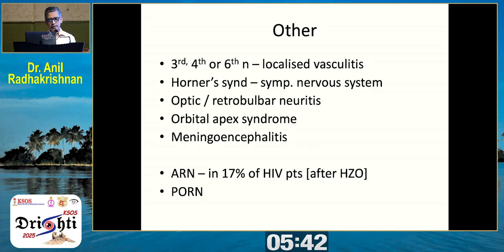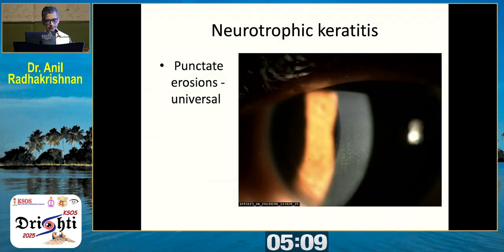There are other problems that can occur, rare complications. Third, fourth, and sixth nerve palsy can occur because of the vasculitis. Horner syndrome can occur, retrobulbar neuritis, very rarely orbital apex syndrome, meningoencephalitis, ARN and PORN, which the previous speaker was mentioning about. These are rare, but I think it is very important to follow up the patient after 1 week and within the second week also, because most of the complications will happen within the second week. So by the second week, you should dilate and look for optic neuritis.